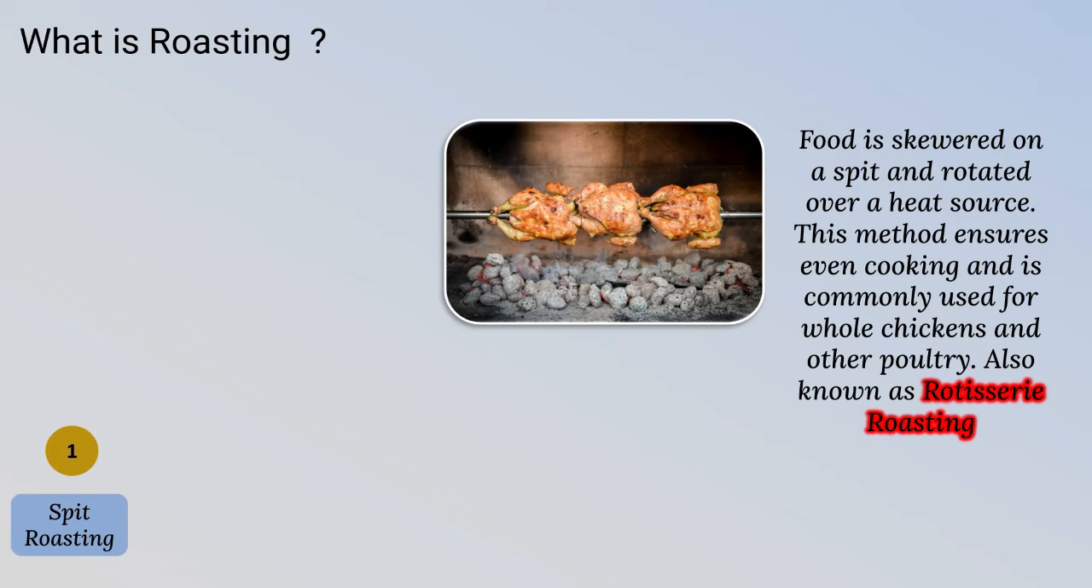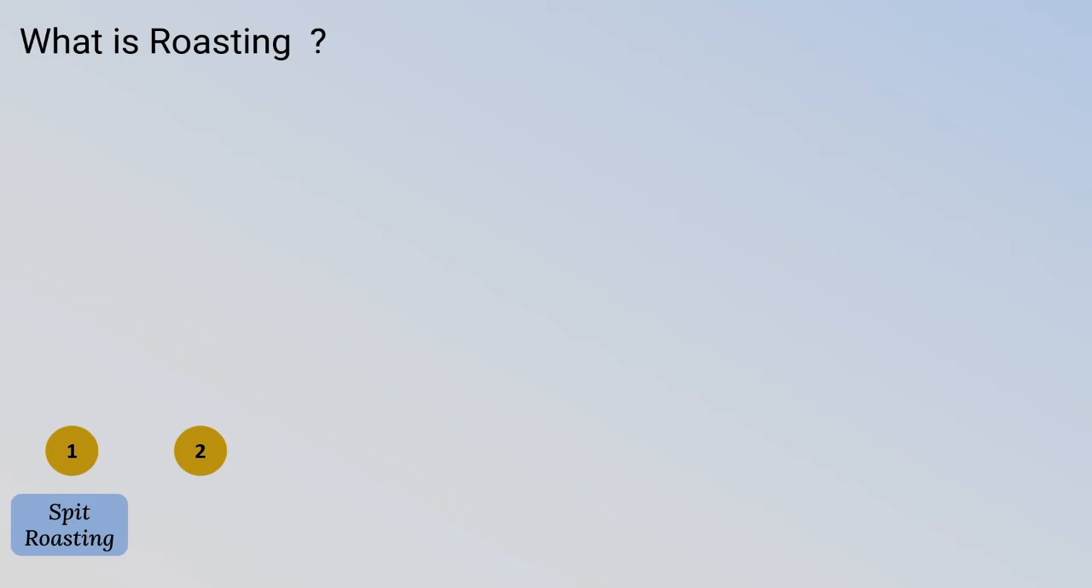So that is what spit roasting is, against the direct heat source. The meat is put on a skewer and the skewer is rotated in a circular motion very slowly so that all sides get evenly roasted. Mainly birds like poultry and other game birds can be roasted by this method. Fair enough? What is the second one?